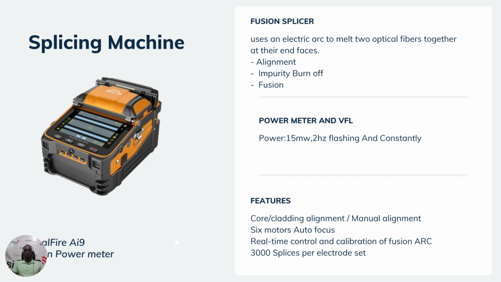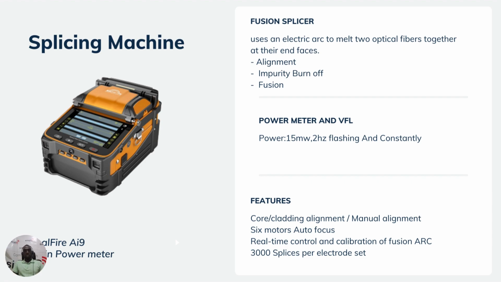Typically, we have mechanical or fusion splicing. Mechanical tends to have a lot of losses, so 90% of the time, people use fusion splicers, and these use an electric arc to melt two fiber cores, or two strands of fiber or glass, if you may say, and then join them at their end faces.